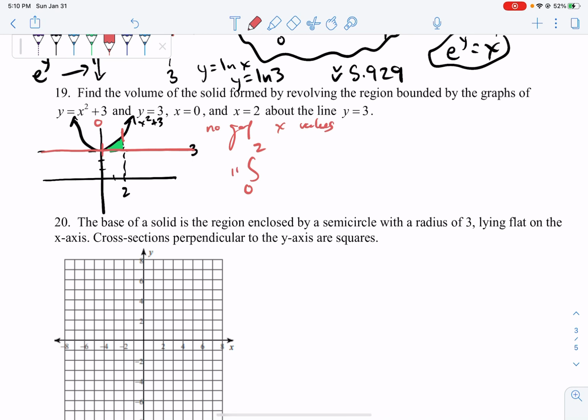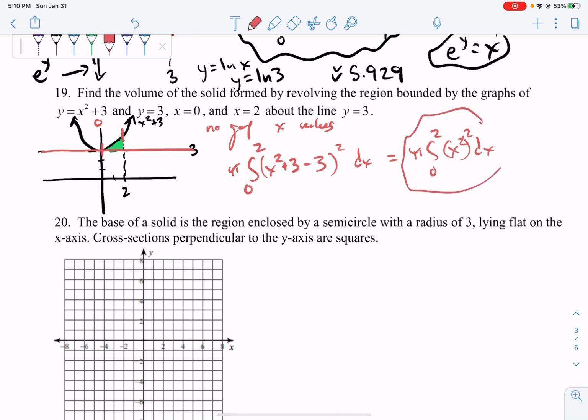And I need my pi in front. And since there's no gap, all I need is big R. So my top function is x squared plus 3. My bottom function is 3. So I get pi times the integral of (x squared plus 3 minus 3) squared dx, which nicely becomes the integral from 0 to 2 of x squared squared dx.